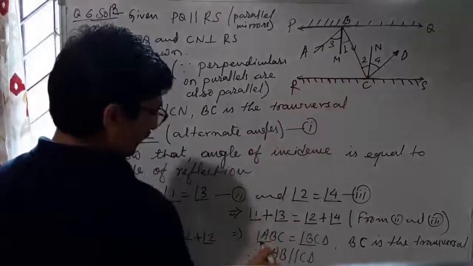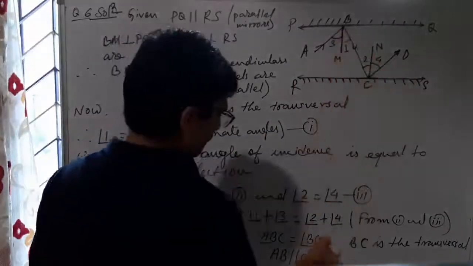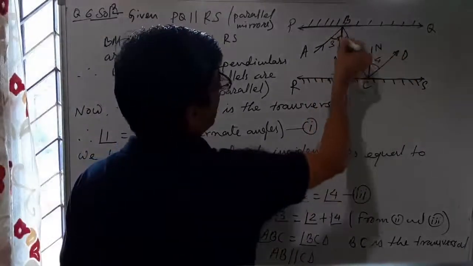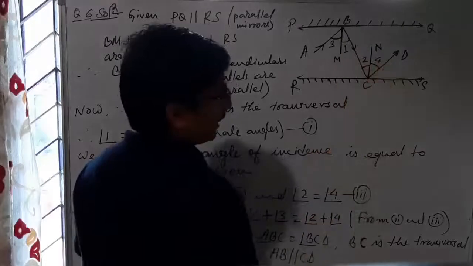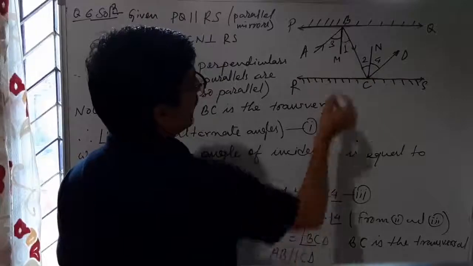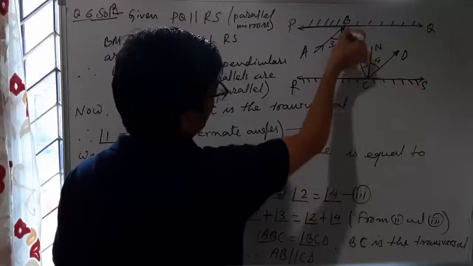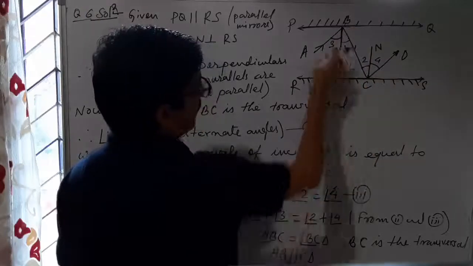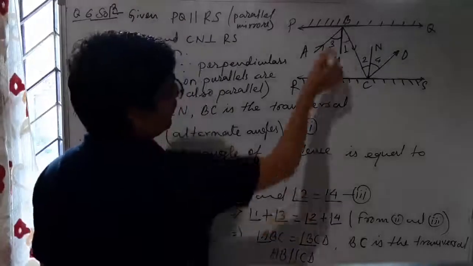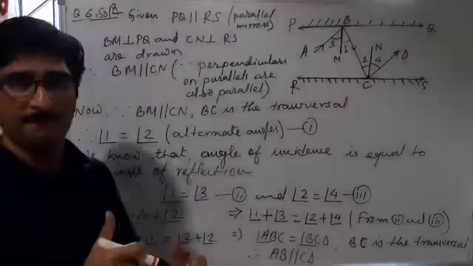angle ABC, and angle 2 plus angle 4 means angle BCD. Now this whole angle ABC and this whole angle BCD are equal, and they have the transversal BC. They are equal and they have the transversal, so AB and CD will be parallel.